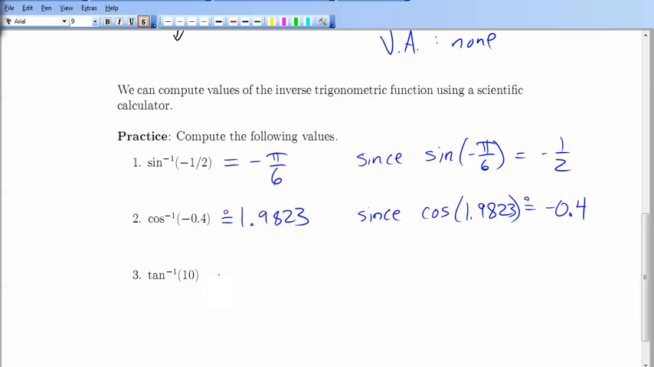Now, for the last one, if I take the inverse tangent of 10, again, I plug that in my scientific calculator since I don't recognize 10 as being a ratio from a special triangle. And I get 1.4711. What does that mean? Again, it's an inverse function for the tan function. It means that the tan of this angle, 1.4711, which is pretty close to pi by 2, just a little bit under, is roughly 10. And the closer and closer I get to pi by 2 and stay under, the larger and larger those values are going to get.